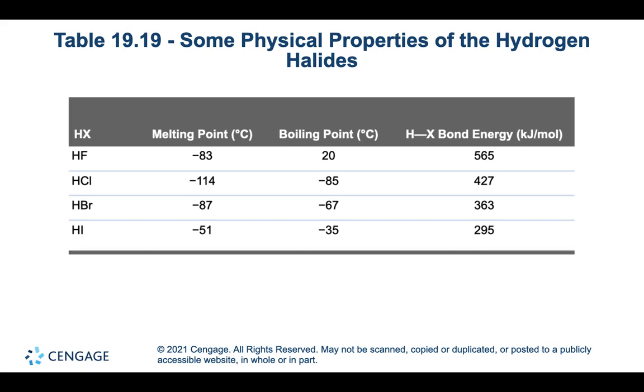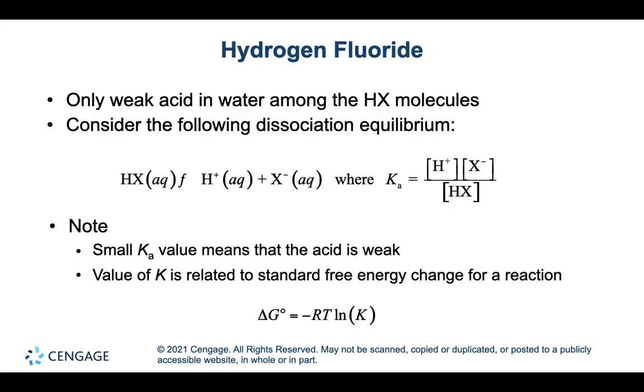Here are some of the physical properties of your hydrogen halides, HF, HCl, HBr, HI: melting points, boiling points, bond energies. Notice the strong bond energy of HF makes it more difficult for it to break to form H+ and F-. So HF is the only weak acid. So it's the only one where we have to calculate the Ka. I'll skip this bottom part with the delta G because we haven't covered delta G yet. We're going to cover that in the next topic.